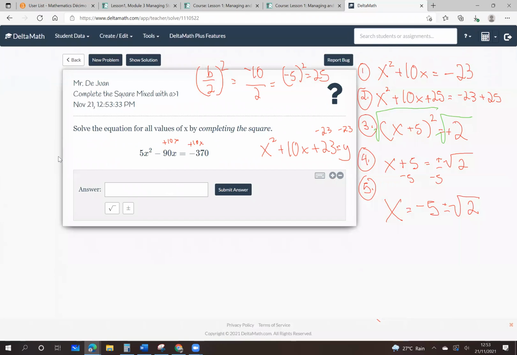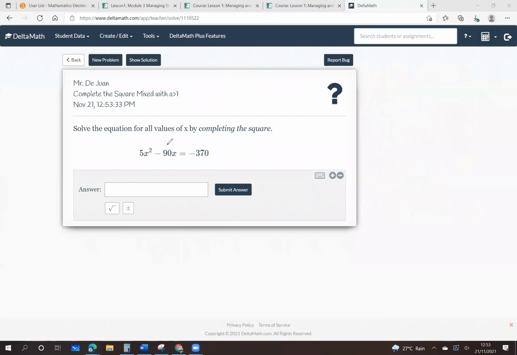Let's do these when a is bigger than 1. When a is bigger than 1, it's going to be a little bit trickier now. So let's just start by doing exactly what we did in class this week. There's only one extra step that we have to do.